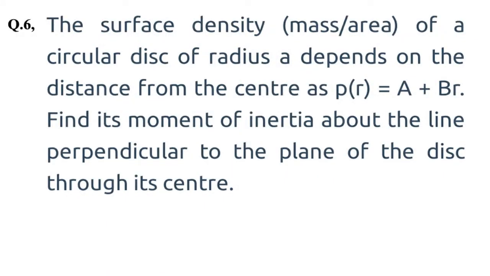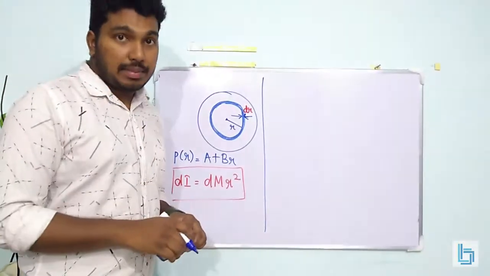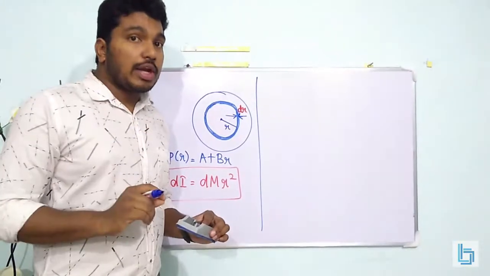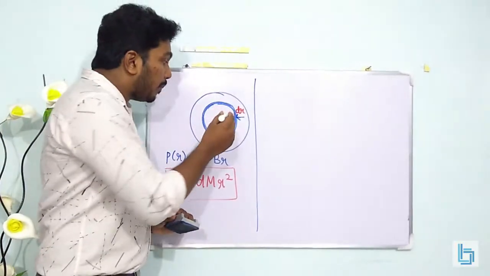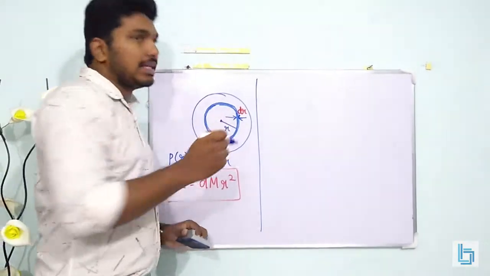Surface density of a circular disk of radius a depends on the distance as ρ(r) = a + br. The moment of inertia about the line perpendicular to the plane of the disk is... This is a question from the chapter Rotational Dynamics, or as we call it, System of Particles and Rotational Motion. We are supposed to find out the moment of inertia about a line perpendicular to this disk, an axis passing through its center.